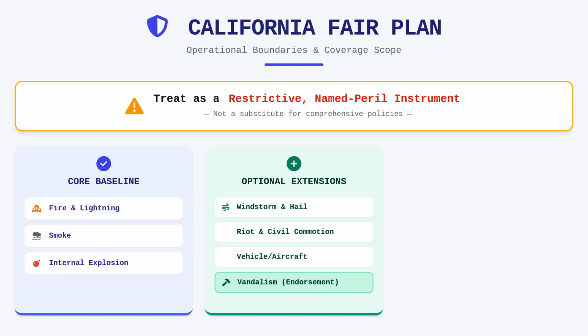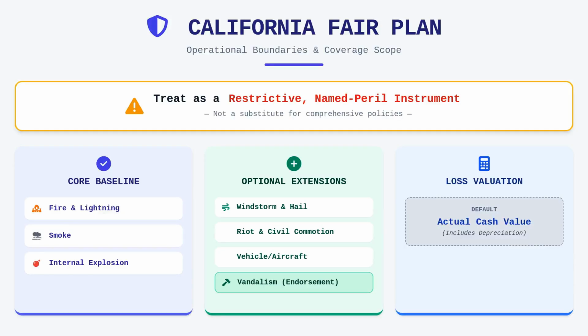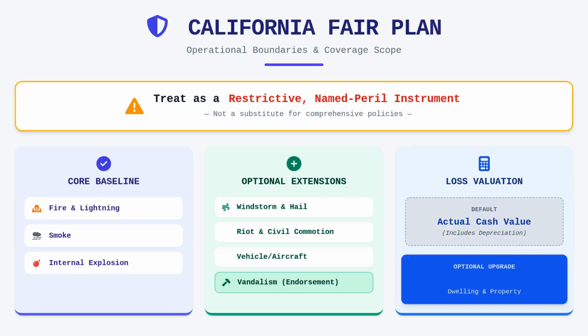Similarly, vandalism and malicious mischief are entirely excluded from the foundational form and require a separate endorsement to be activated. By default, the valuation method used to settle losses under these contracts is actual cash value, which factors in physical depreciation, though policyholders can choose to purchase endorsements for replacement cost valuation on both the dwelling and personal property.